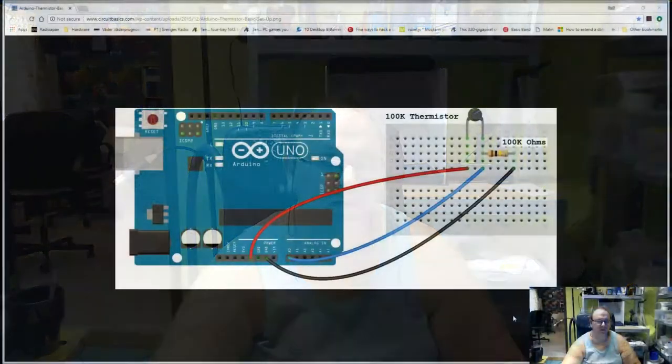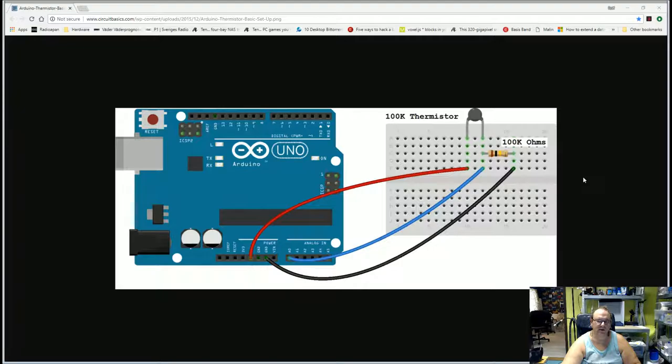Let's see now, I'll show you this one here. This is the standard setup for the thermistor. You have a thermistor, and then a 100 kilo ohm resistor, and you take the divided voltage into the analog input. You are basically measuring the voltage divide between these two resistors, because this thermistor varies its resistance based on the temperature.